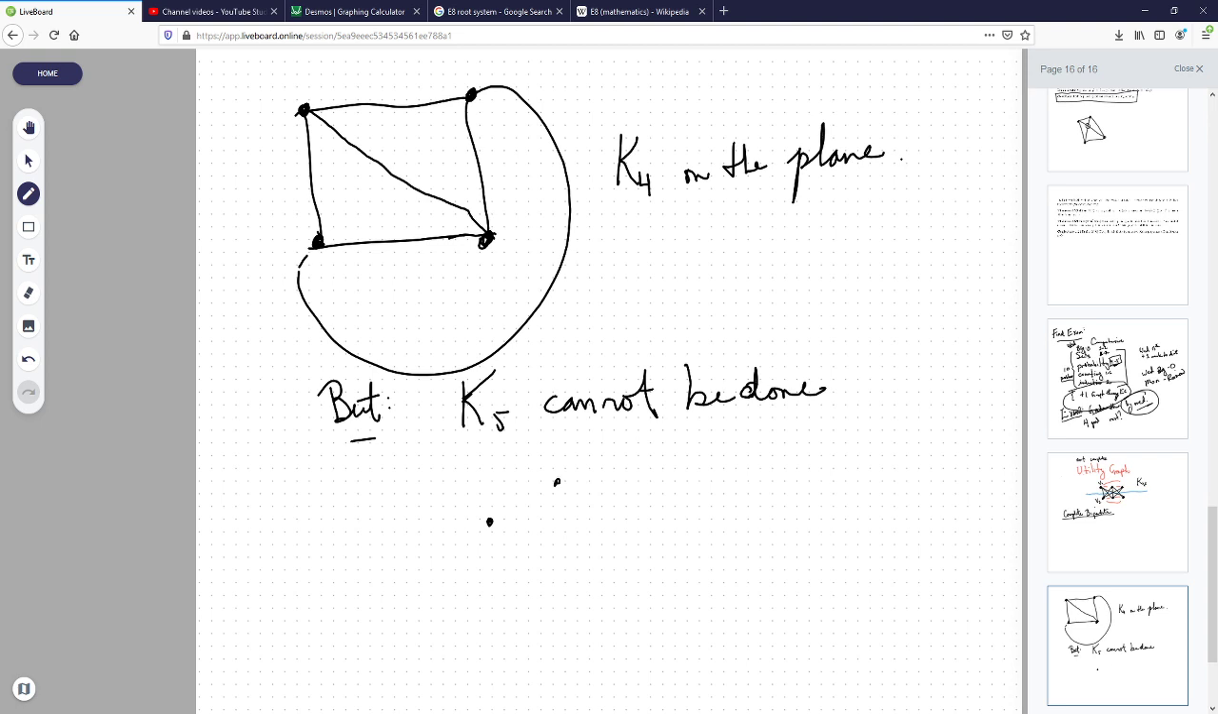So if you draw 5 points, and we draw K5, so if we draw K5, yeah, it should be.